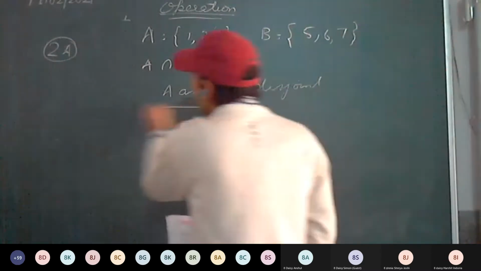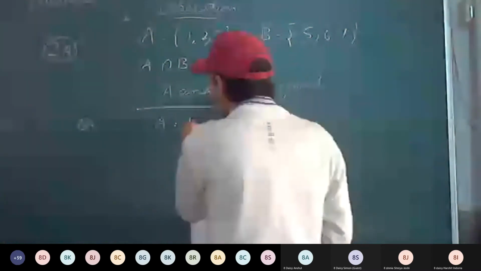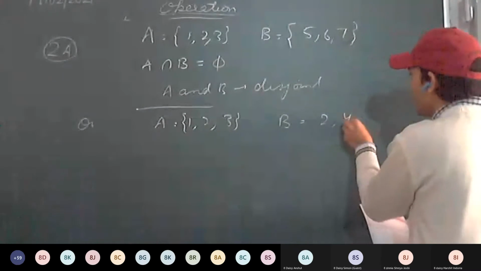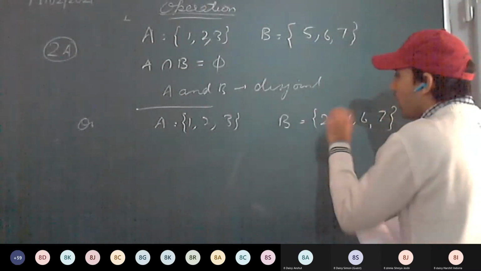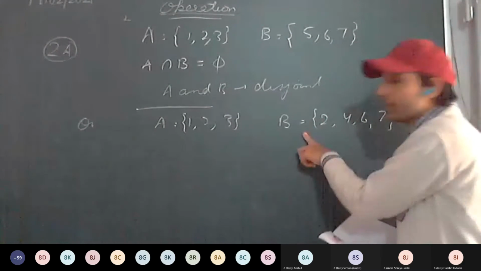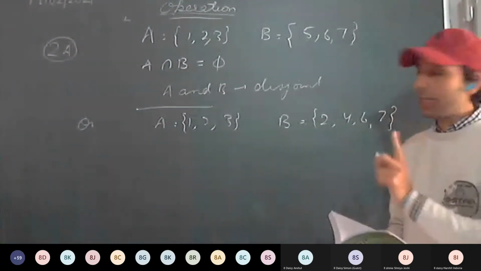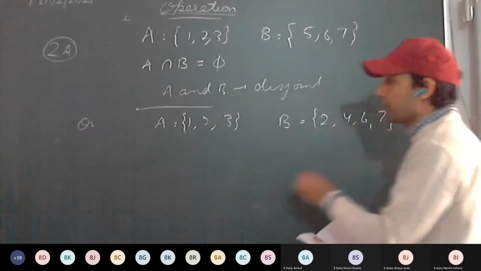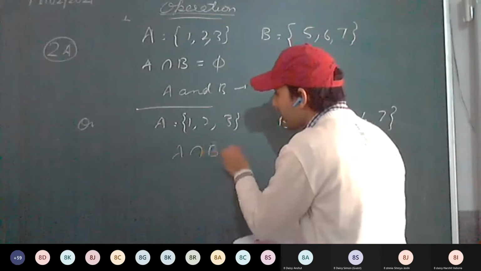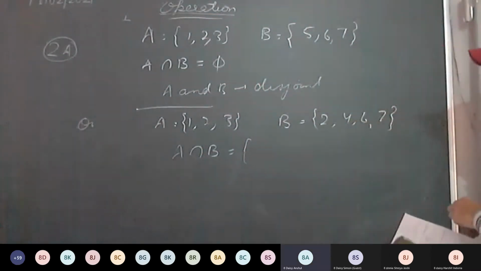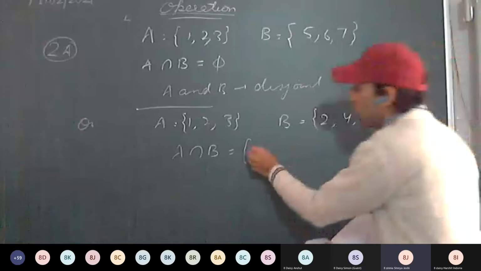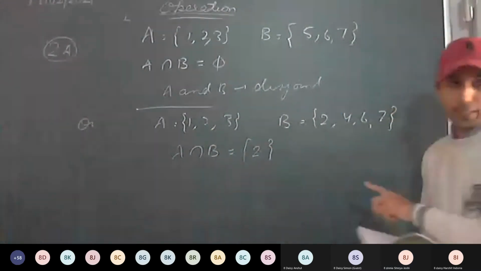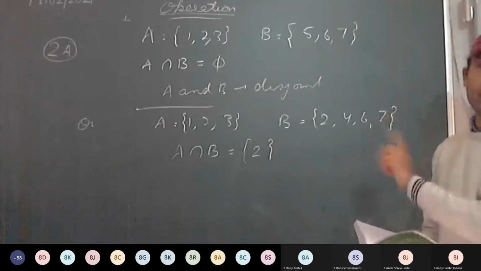Now overlapping sets. If A equals 1, 2, 3 and B equals 2, 4, 6, 7. Overlapping means these sets must have at least one common element. If we take their intersection, what will we get? 2. At least one element must be there. So these are overlapping sets because they have something in common.